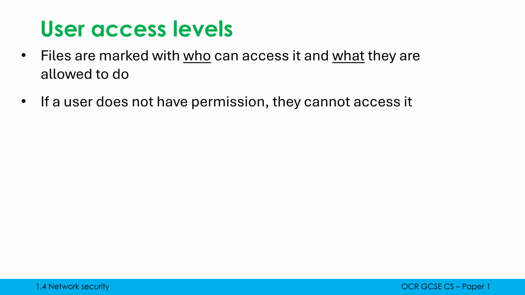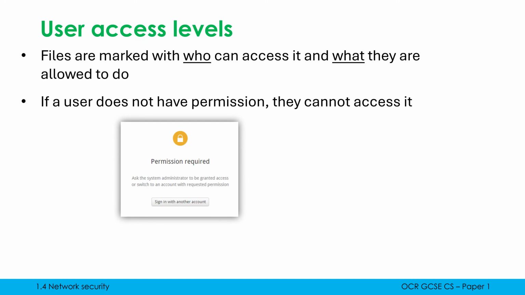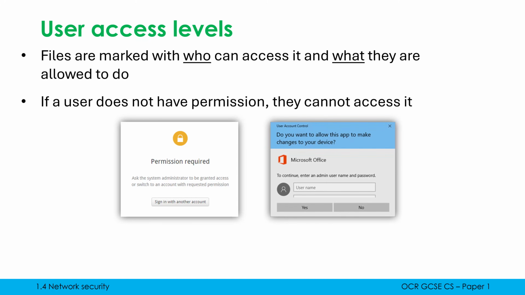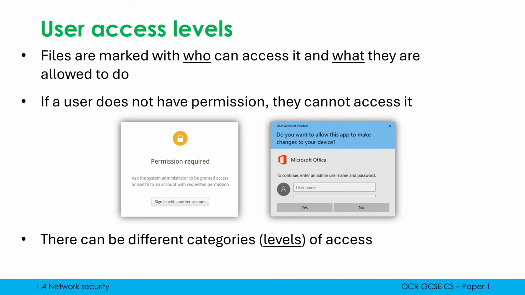If malware is installed on an account which hasn't got much permission, then it won't be able to access the more important files which might be locked off to them. And outside of just malware, this is a really important prevention method for avoiding sensitive information being seen by people who shouldn't have access to it. You'll see messages like this if you haven't got the correct user access level. The word levels comes from the fact that often there are different categories of access. For example, in this image on the right, it says to continue, enter an admin username and password. Often admin is your highest level of access, and then standard users can only access a smaller range of files.